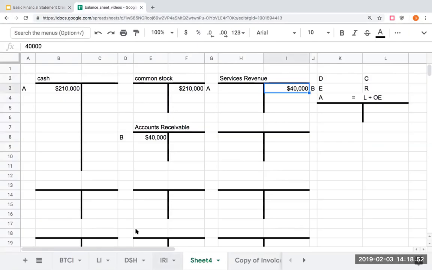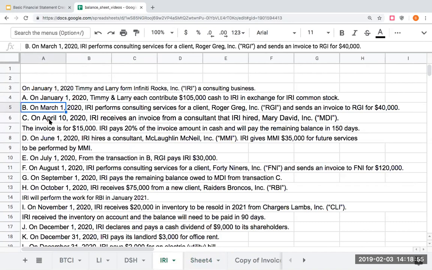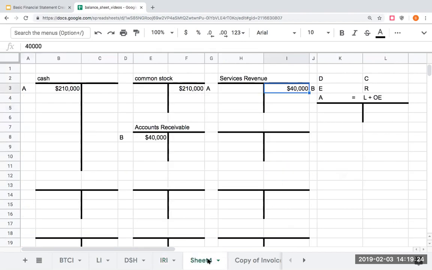Okay. So going back over here to letter C. Letter C, I receive an invoice from a consultant that I hired, MDI. The invoice is for $15,000. I'm paying 20% of the invoice in cash and I will pay the remaining balance in 150 days. Okay, so somebody performed services for us. I got an invoice from MDI, and the invoice amount is $15,000.